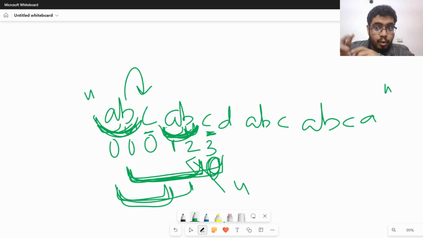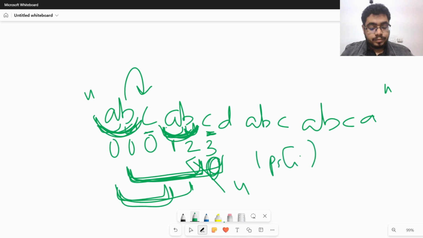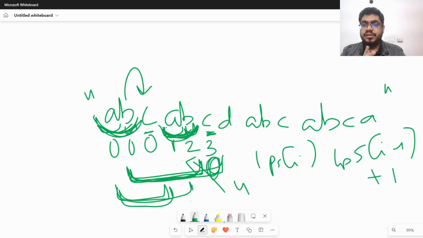So if you actually think about it, what I'm trying to say is that the answer for any I, LPS of any I, can at max be LPS of I minus 1 plus 1. One more than the previous LPS. Why can it never be more than that? Because if it was more than that, then for the previous one also more characters would have matched.